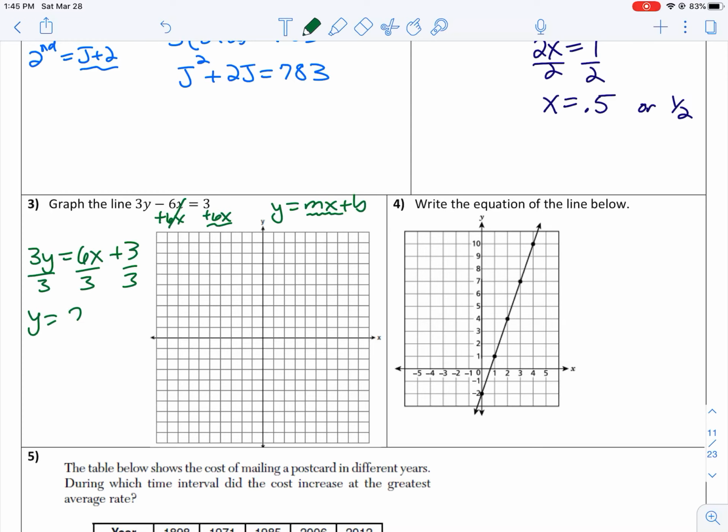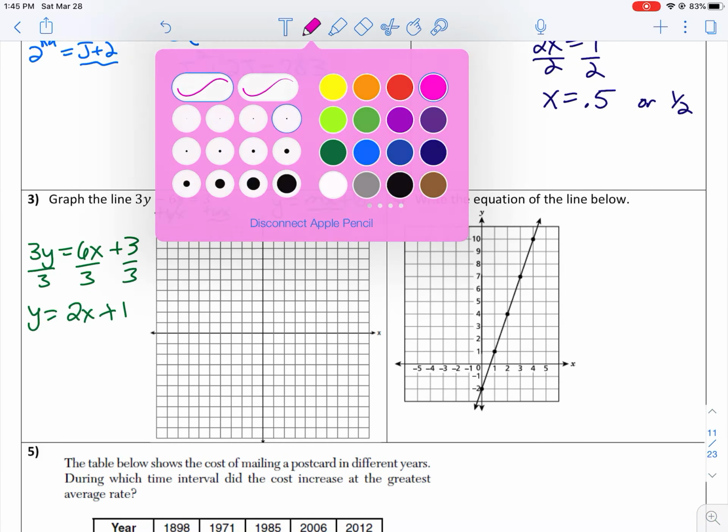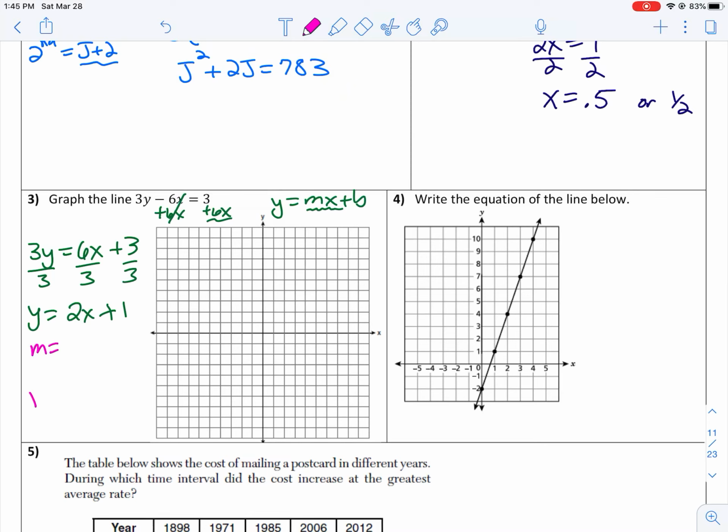6 divided by 3 is 2. Put my x on there. 3 divided by 3 is 1. Now that I have y alone, I can get my slope and my y-intercept. My slope is in front of the x. It's 2. I can always put a 1 under it to make a fraction. And my y-intercept is this plain number.